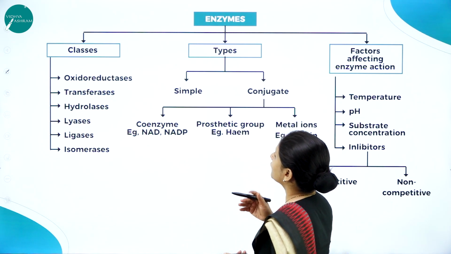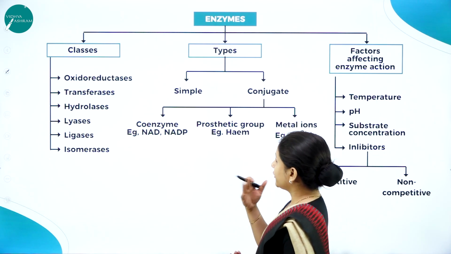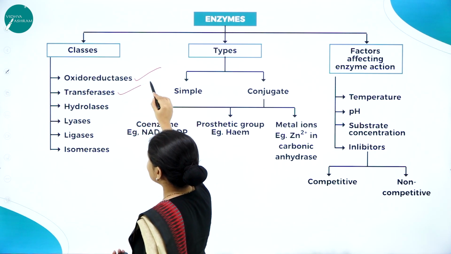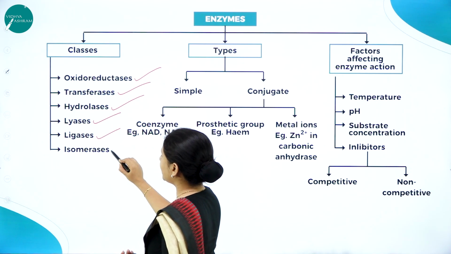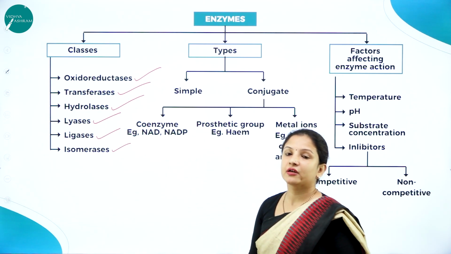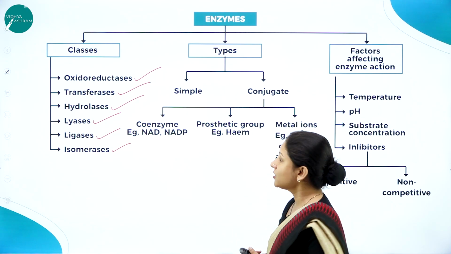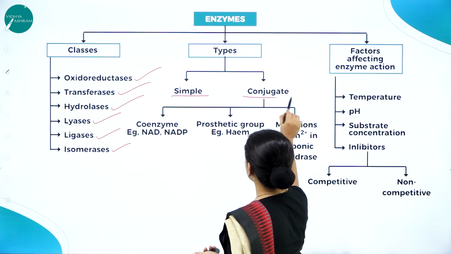Now, enzymes are of different classes and types. So here, different classes of enzymes. We have oxidoreductases, transferases, hydrolases, lyases, ligases and isomerases, which have their own specific function in increasing the rate of the reaction. Now, types of enzymes, it is of simple enzymes and conjugate enzymes.